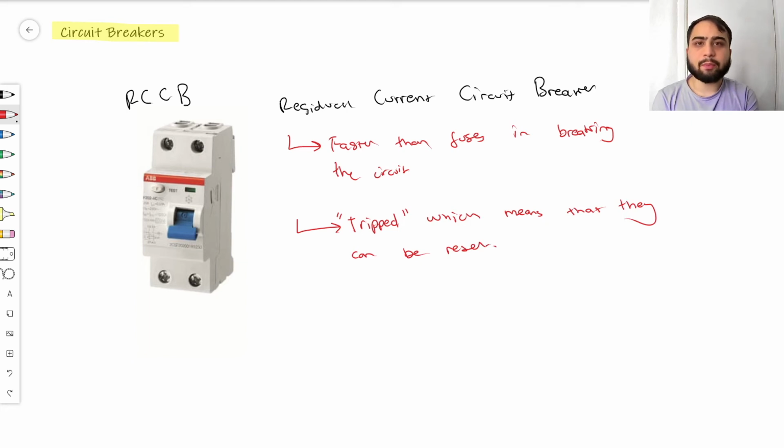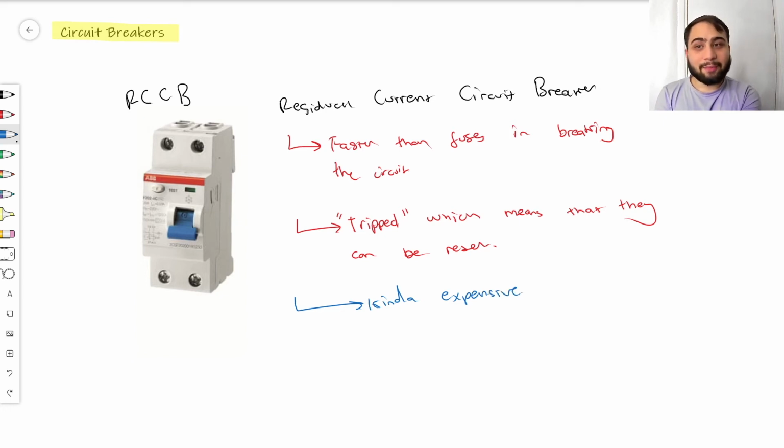So this makes them a bit more long lasting, right? You can constantly reset it, so every time you get a sort of power surge, it's not the end and you have to throw it out. However, a con of these is that they are kind of expensive. And that's all you need to understand about circuit breakers.